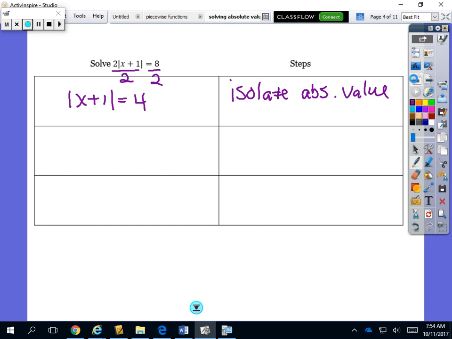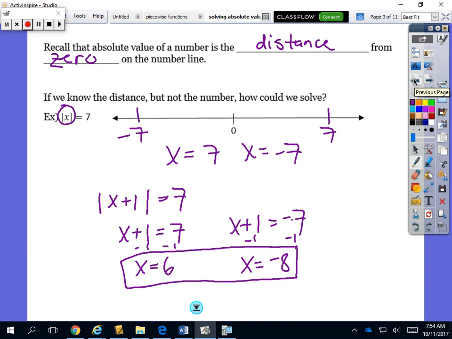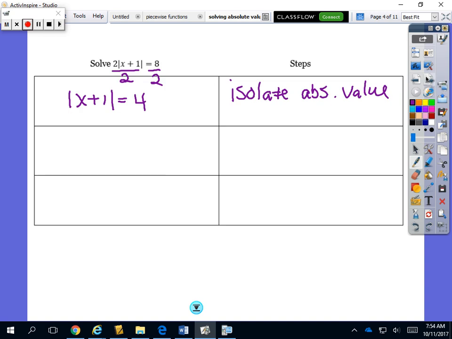Now, thinking about what I did back here, after I figured out that the distance from 0 on the number line of this quantity has to equal 7, I knew that the quantity had to equal 7 or negative 7. So notice I no longer had absolute value bars here. So the next step is going to involve dropping the absolute value bars, and then set or create two equations.